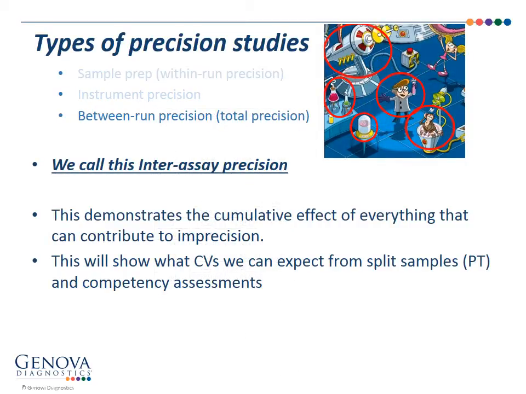Next, we look at inter-assay precision. This is total precision. This is going to demonstrate the cumulative effect of everything that you're doing that can contribute to imprecision. And what this does is give us a good idea of what we can expect when this assay goes live. What kind of CVs do we expect from proficiency testings, from competency assessments, any sort of splits, anything like that. So in order to get the best possible representation of what the imprecision in production is going to look like, we want to introduce as much imprecision to this experiment as possible.